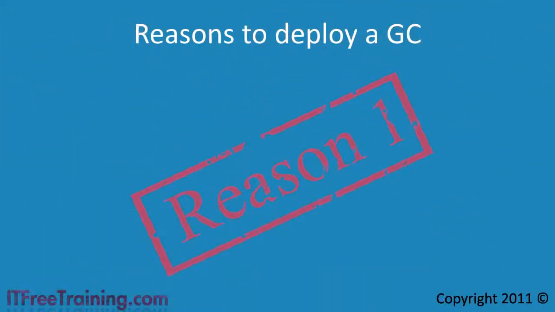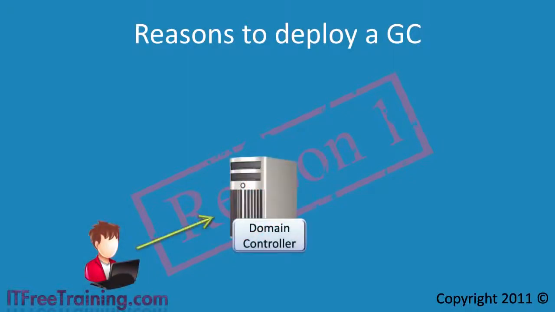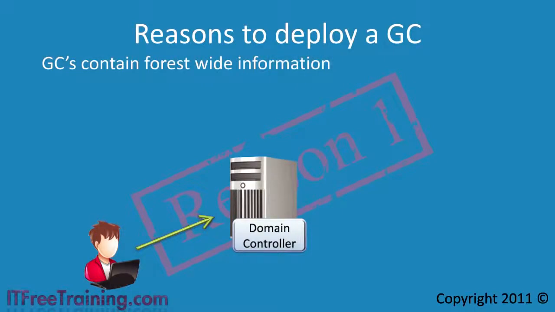Let's have a look at some of the reasons why you would deploy global catalog servers in certain locations. Global catalogs are used when a user first logs on. You would think a normal domain controller would have all the information to log a user on, but this is not correct. Domain controllers do not contain forest-wide information. The most notably missing piece of information is universal groups. Groups and universal groups are covered in more detail later in the course, so I will only go into a little detail about them in this video.